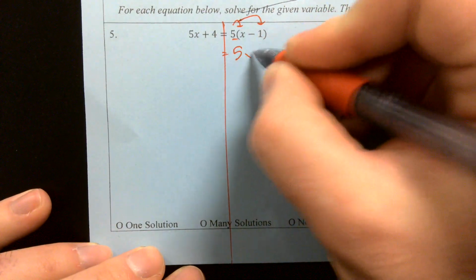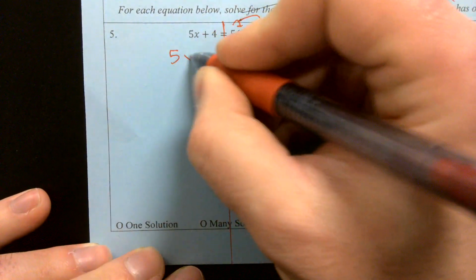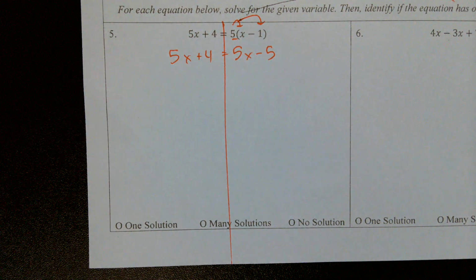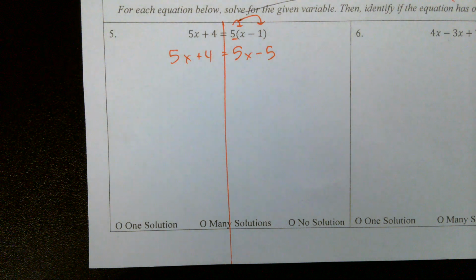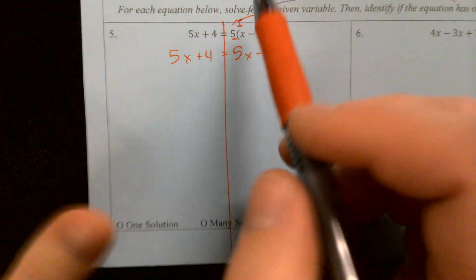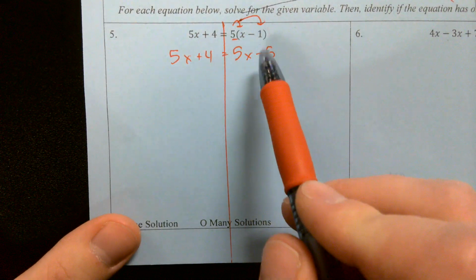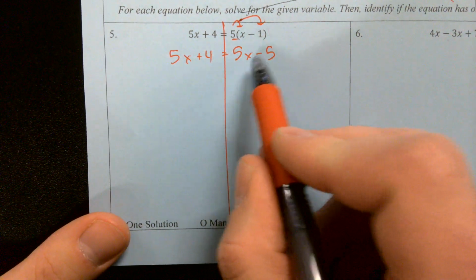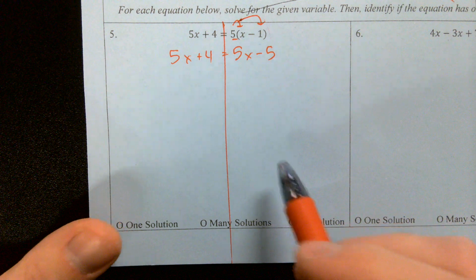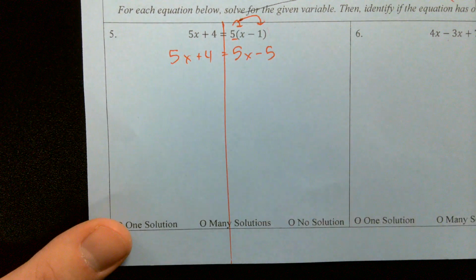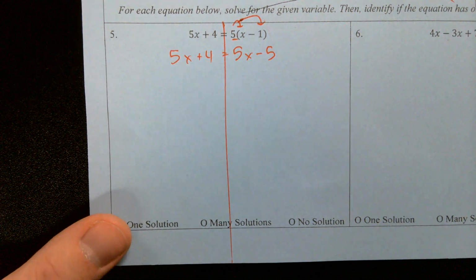I'm going to get 5x minus 5 on the right, 5x plus 4 on the left. It's the one step you don't actually have to show. I know you guys can multiply in your heads. You don't have to write out 5 parenthesis x minus 5 parenthesis 1, as long as you draw the little arrows, understand that you know what distributing is and what it looks like, okay?